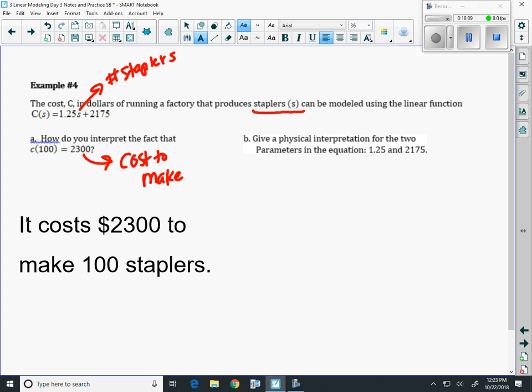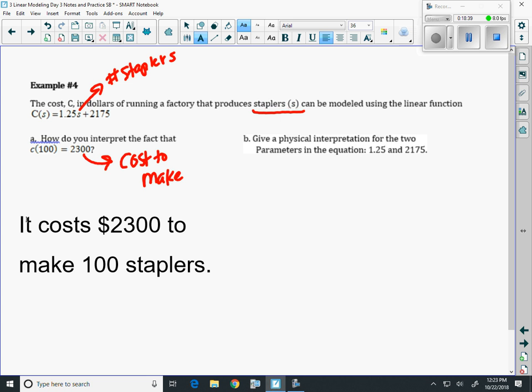All right, give a physical interpretation for the two parameters in the equation. That is straight up OST type wording, right? Would I ever type something like that? No. Okay, so I took that straight from OST. Give a physical interpretation, meaning tell me, what do the 1.25 and the 2175 mean? So if we're talking about cost to make staplers, not staples, what does that 1.25 mean?